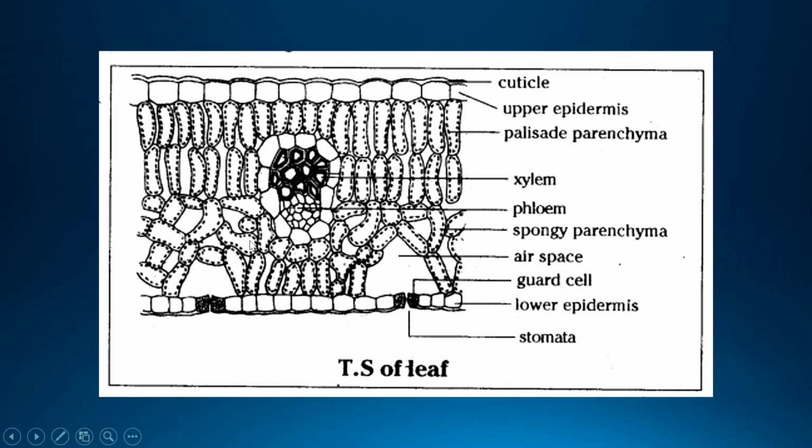Chloroplasts are seen only in the leaf. In the anatomy of the leaf, chloroplasts are observed in palisade parenchyma and spongy parenchyma. So the palisade and spongy parenchyma cells have many chloroplasts inside each cell.